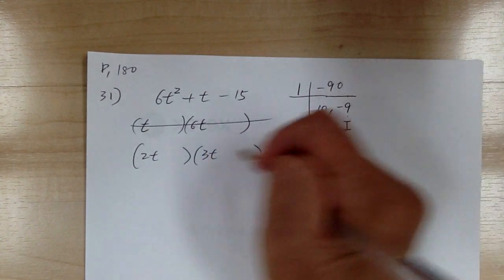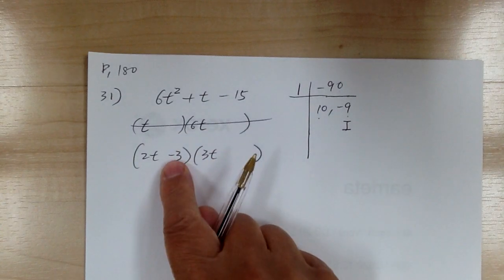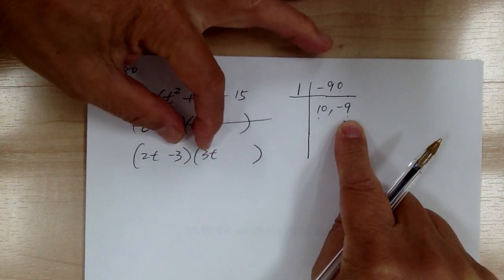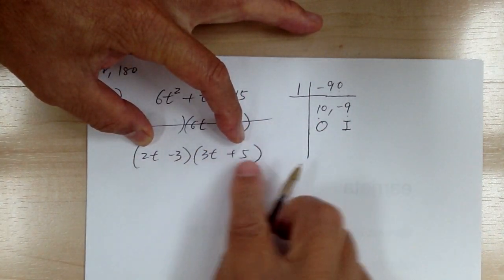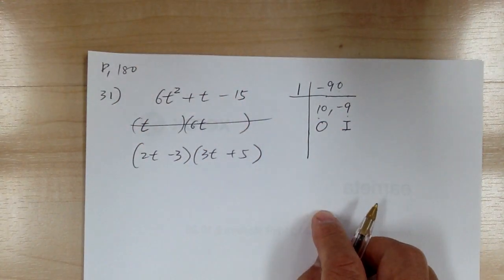So this would be the inside, so it'd be -3. 3 times -3 give you -9. So again, this is your inside, and this would be the outside. So it'd be +5. 2 times 5 give you 10. Okay, and that's it.